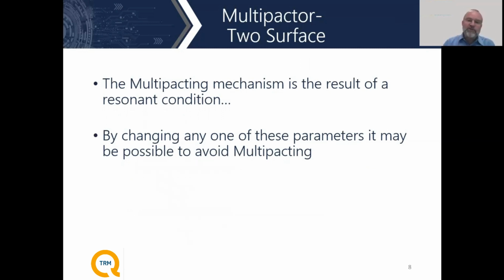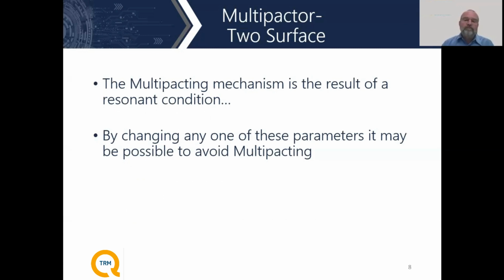What's important here is that by changing any one of these parameters, it may be possible to avoid multipaction. And I think avoiding multipaction is what TRM does when we design parts for spacecraft. We don't just try to push it a little out of band as far as having the multipactor happen. We actually work very hard to make sure that multipaction cannot happen in a very significant band around the band of operation for our parts.